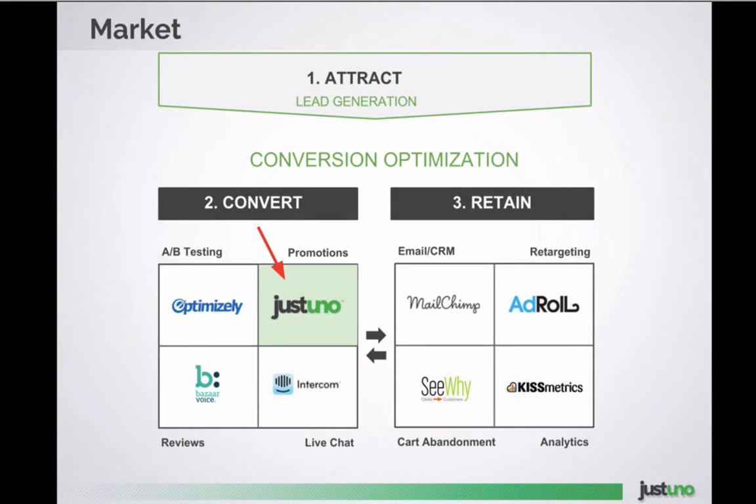So finally, the third kind of area, which I'll just quickly touch on, email marketing, retargeting, cart abandonment, analytics. These are all tools meant to keep the people that are on your site so you can make adjustments and remarket to those people.